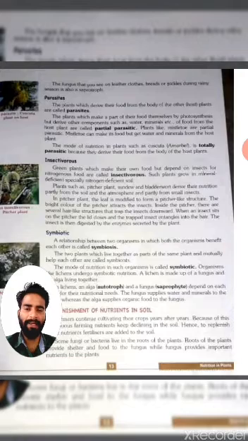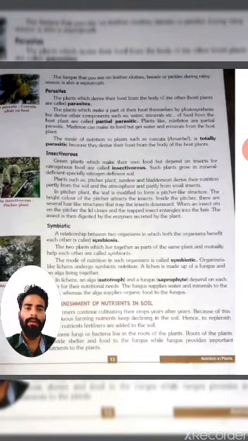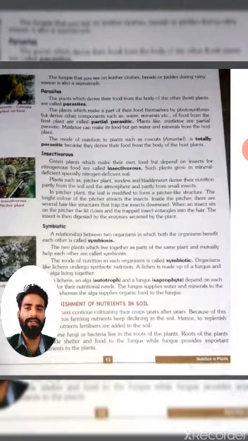Parasites. What are parasites? We'll see here. Parasites are plants which derive their food from the body of other plants. The plants which make a part of their food themselves by photosynthesis but derive other components such as water and minerals from the host plant are called partial parasites. Plants like mistletoe are partial parasites. Mistletoe can make its food but gets water and minerals from the host plant.